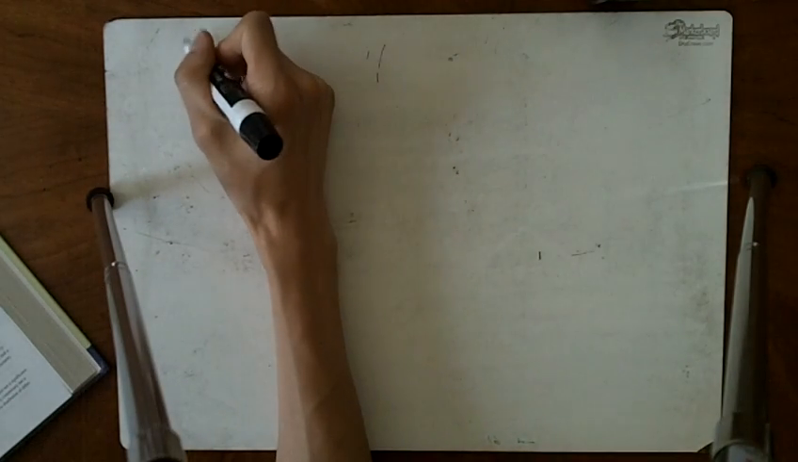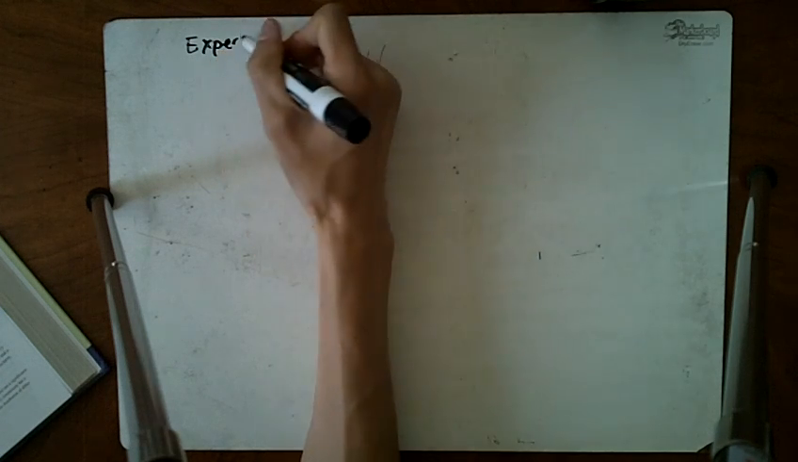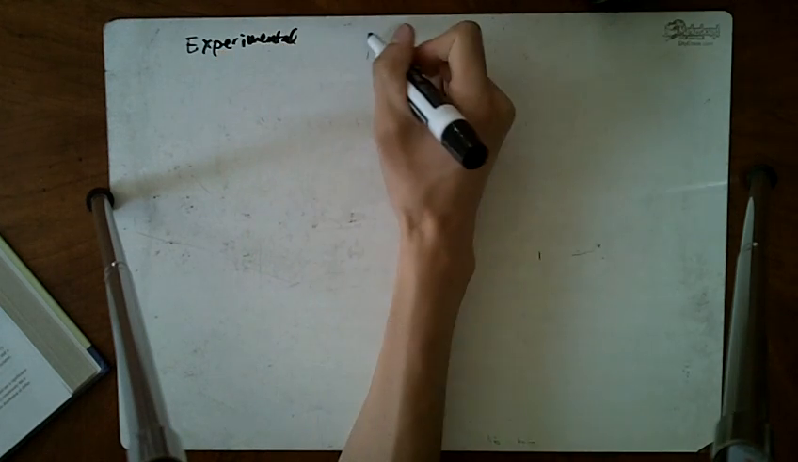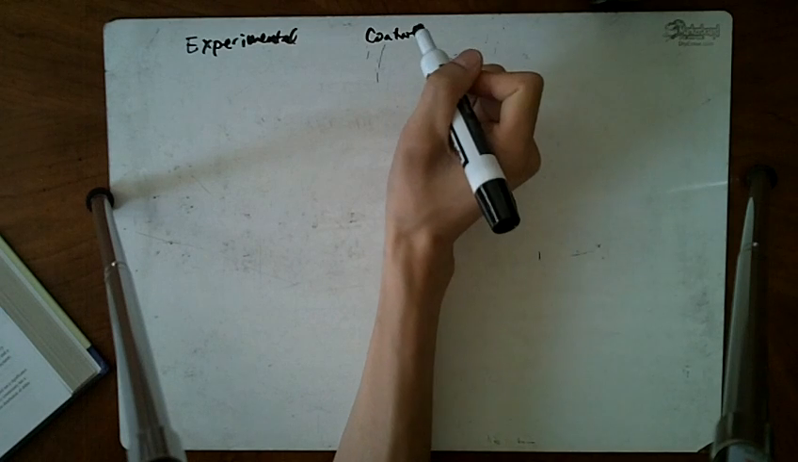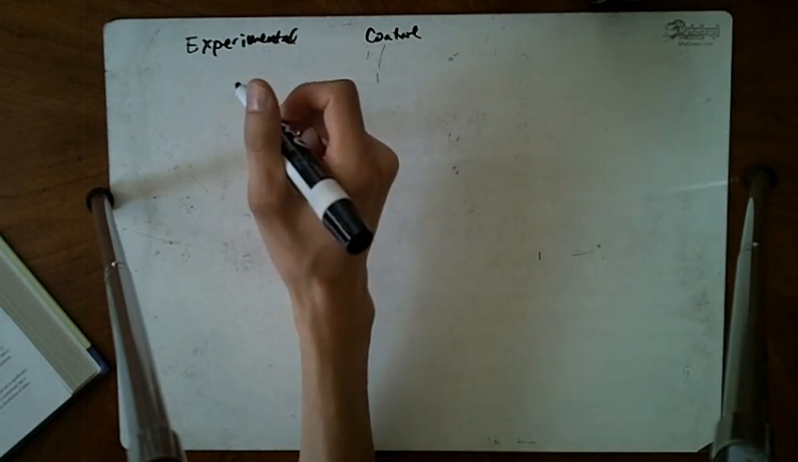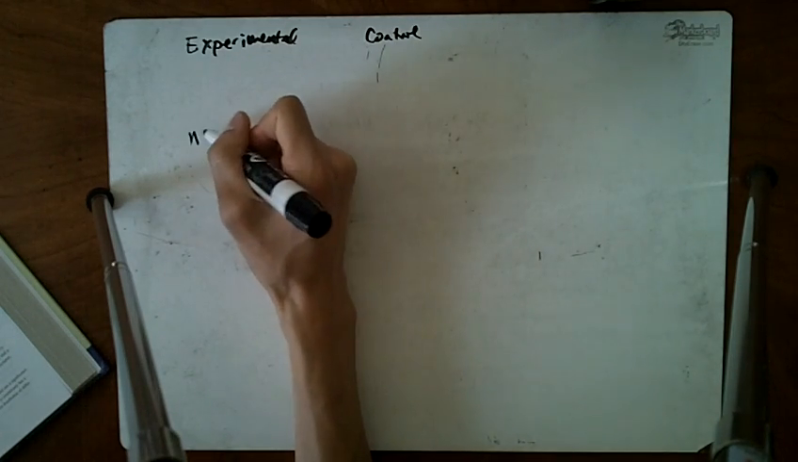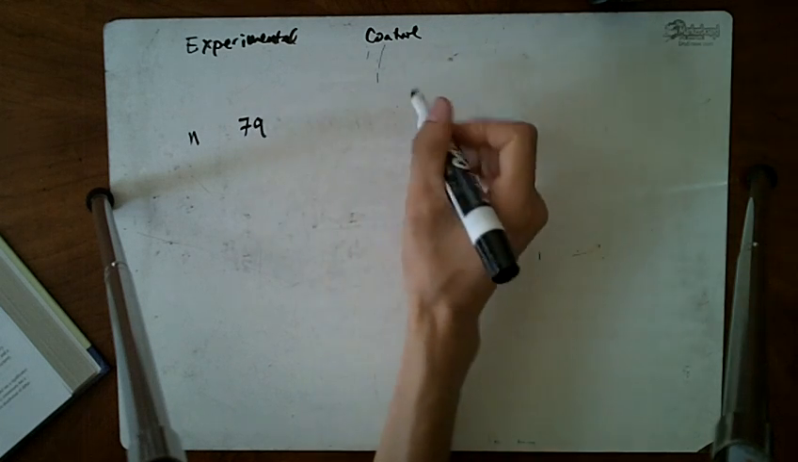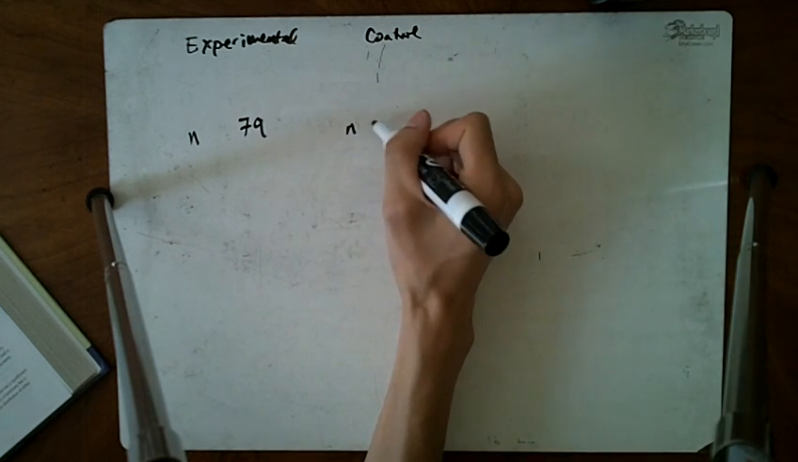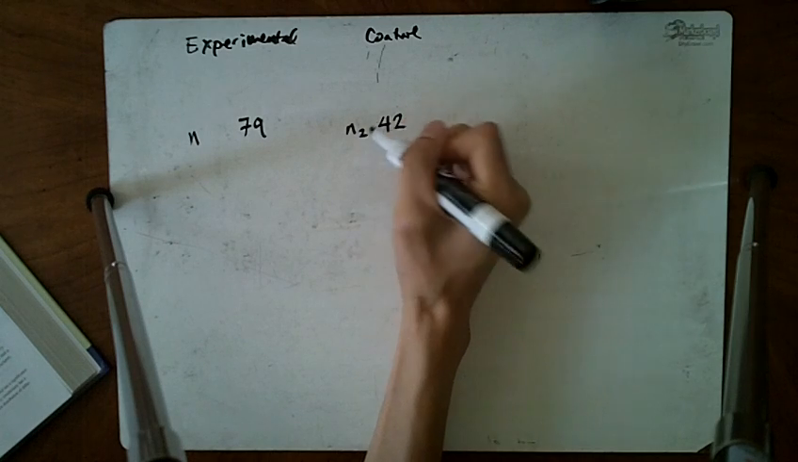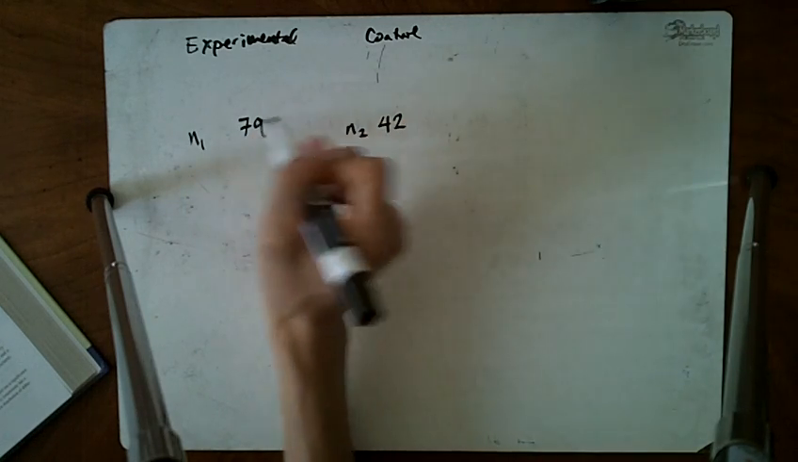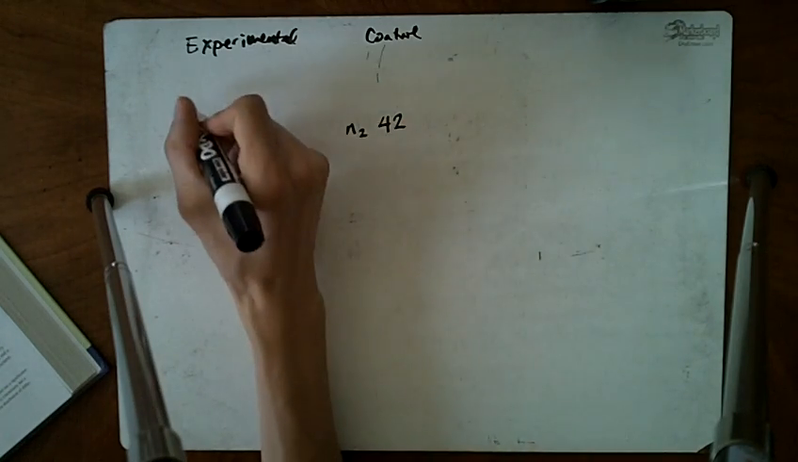Alright, in this problem, we are looking at 121 different properties, and they were randomly divided into two groups, okay? We have the experimental group, and we have the control group. In the experimental group, there were a total of 79 properties, and in the control group, there were a total of 42 properties. So I'm going to call the control group N2 and the experimental group N1.